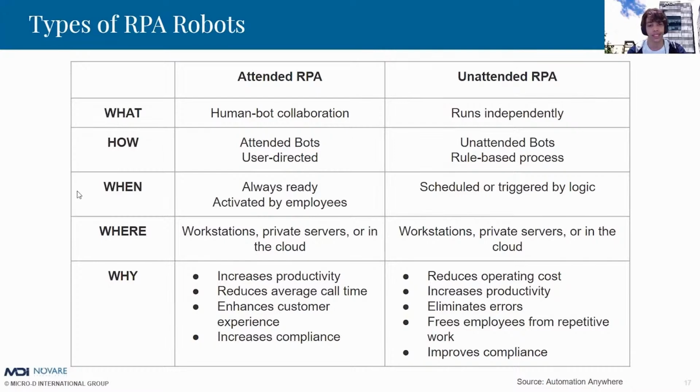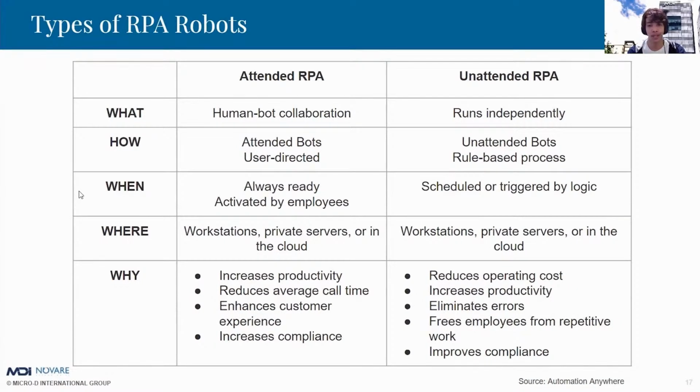Now our third question is when? When does it run? Or when is it available to run? The first is attended RPA. Attended RPA or attended bots are always ready to run. They're actually just waiting to be run by the employees or be triggered, as I mentioned earlier, by events.